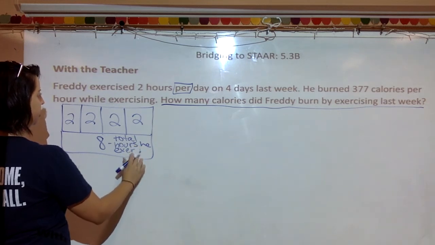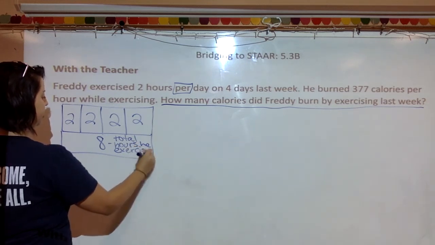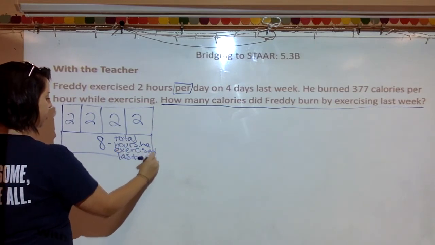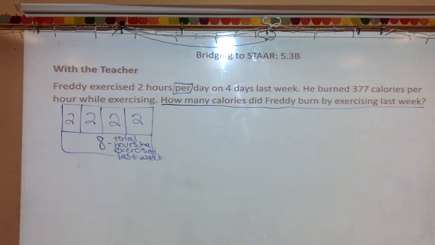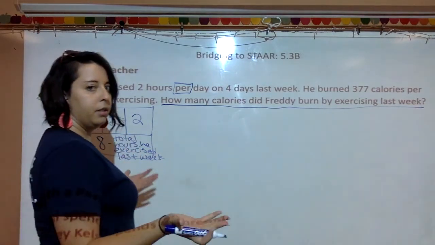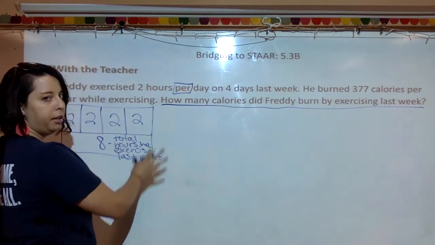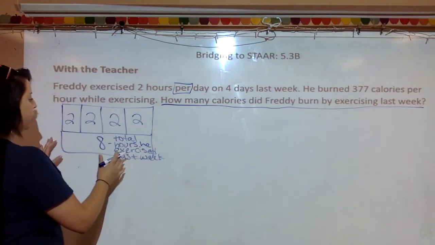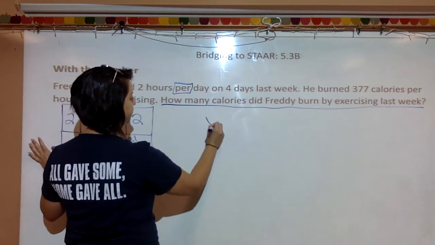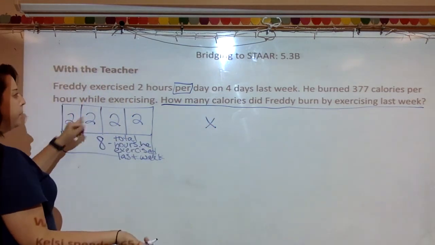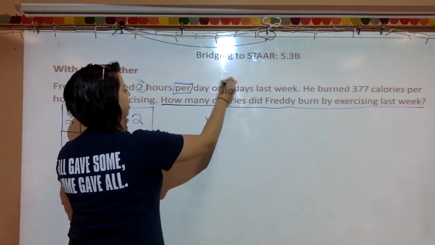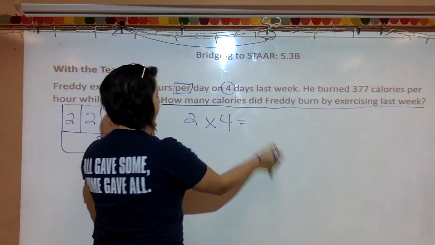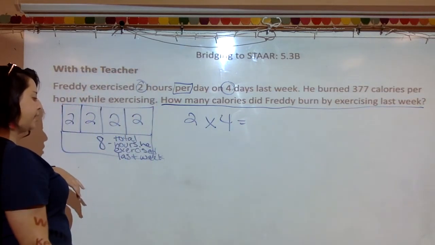Oops. I knew that looked wrong. Awesome. Okay. So your equation is going to look a little bit like this, but a little different, right? So to put this into an equation, we're going to sit back. We know we're multiplying. And we were multiplying the 2 times the 4, okay? And that gave us the total hours that he exercised last week.